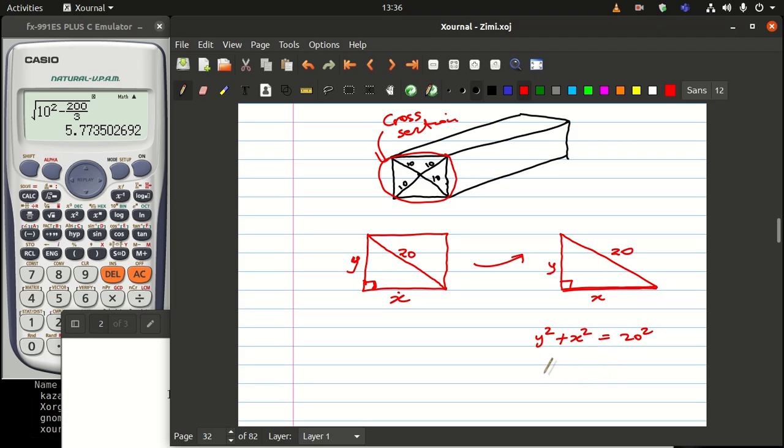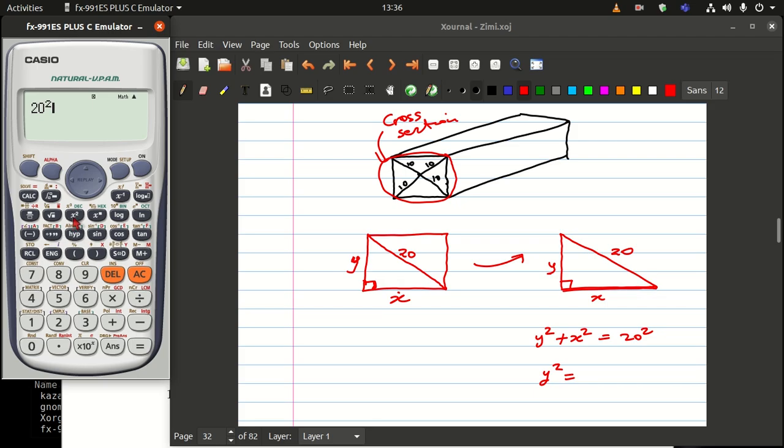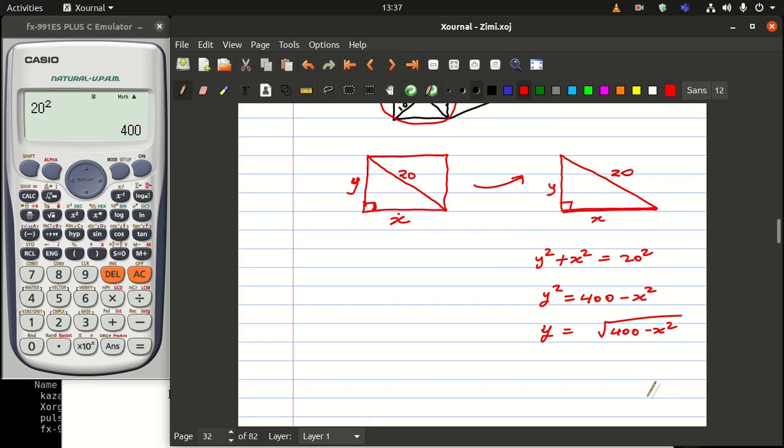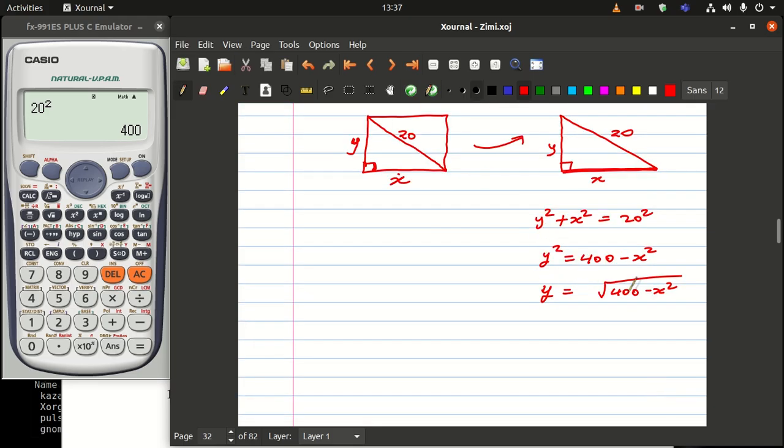And of course, if you are solving for y, you will have y squared is equal to 20 squared, which is 400, minus x squared. So our y is going to be plus or minus the square root of 400 minus x squared. But because y is the height of something, the length is always positive, so we'll end up having our y as that.